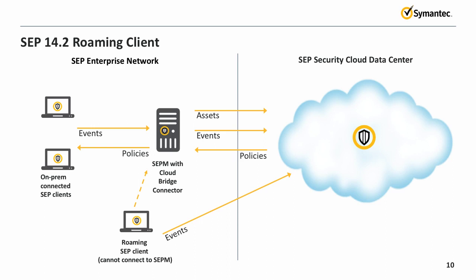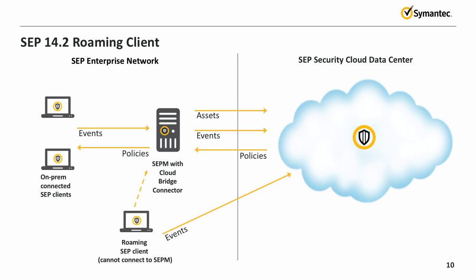For Release 14.2, with a goal to provide more immediate incident response and monitoring for off-premise roaming clients, the roaming client feature was added. There is no configuration option for this feature. Everything happens automatically after SEPM's enrollment with Security Cloud. The SEPM requests a connect token from the cloud upon enrollment and delivers it to clients through a SEPM policy.